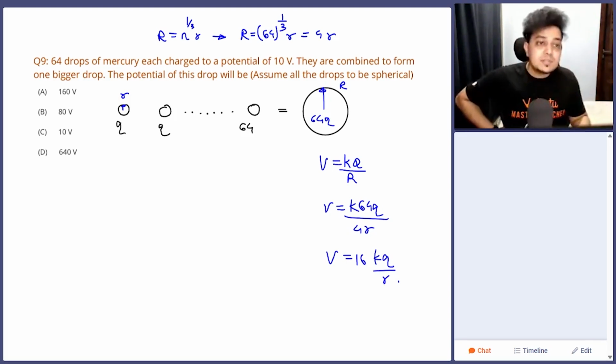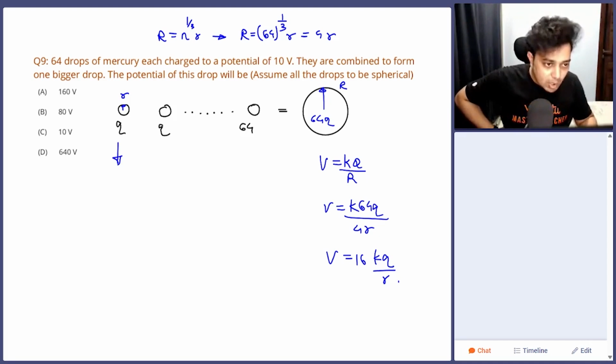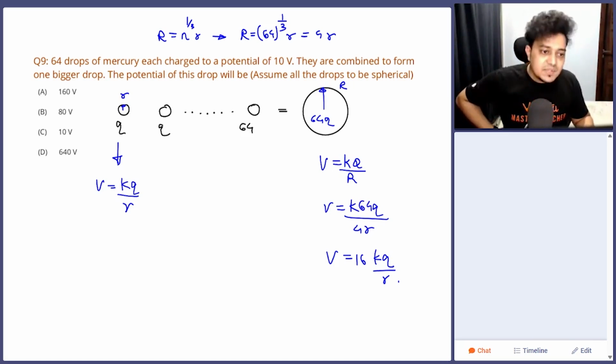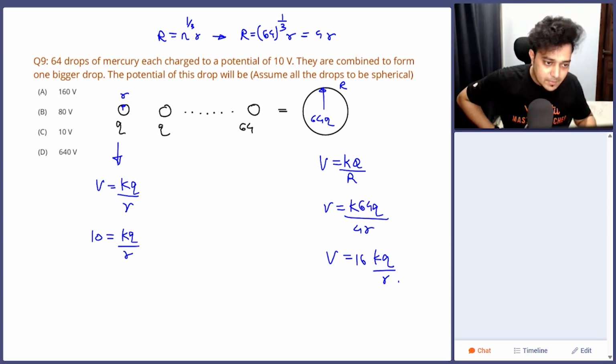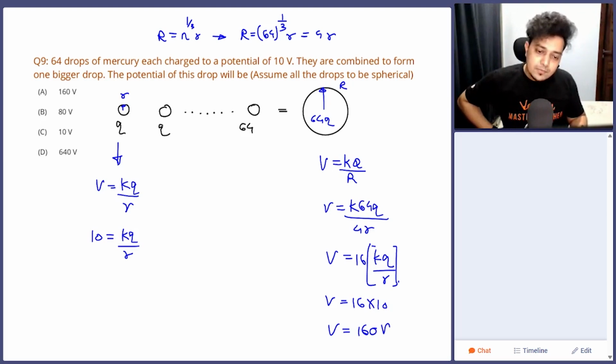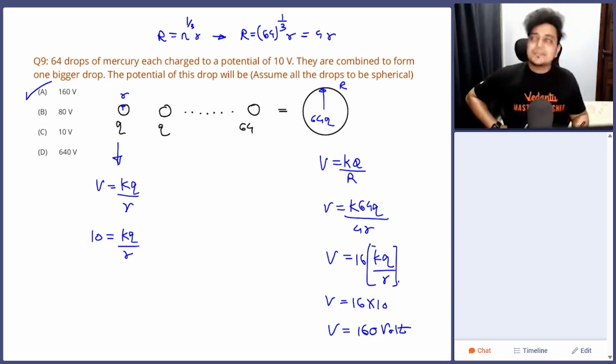But they have given us the potential of each drop. If I calculate the potential of one single drop, it will be kq upon small r. Likewise, the potential of every single drop will be the same. So kq by r is given to you as 10 volt. Notice carefully, we have this ready here, kq by r, so we can put that value. And then the potential of the big drop will be 160 volt. So A is the answer. Clear?